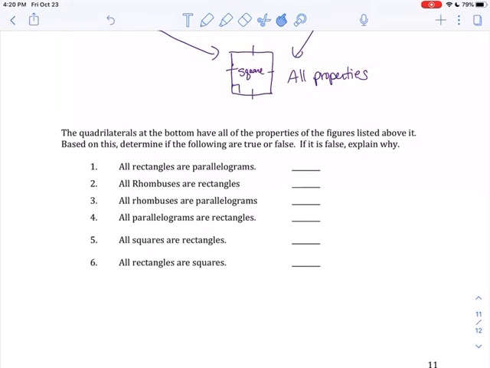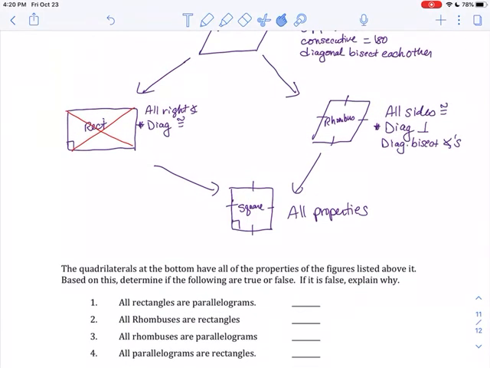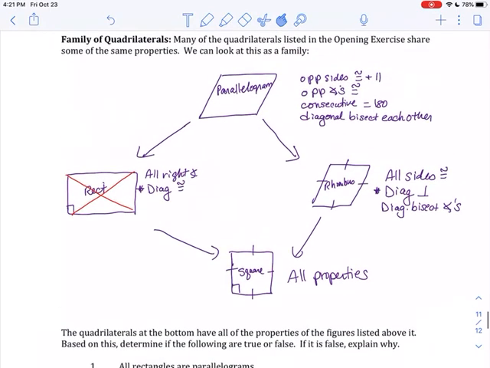So we're going to look at some true-false questions, all right, and then we will practice some more tomorrow. The quadrilaterals at the bottom have all of the properties of the figures listed above it. Based on this diagram, determine if the following are true or false. If it's false, explain why. So if you want to pause the video and try this, that would be great.